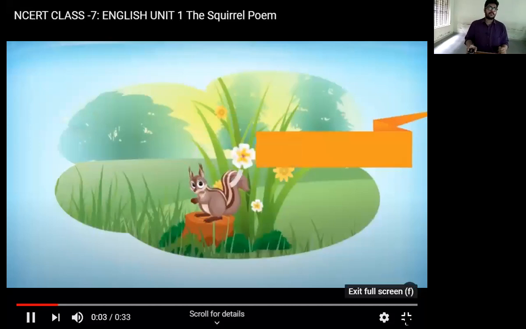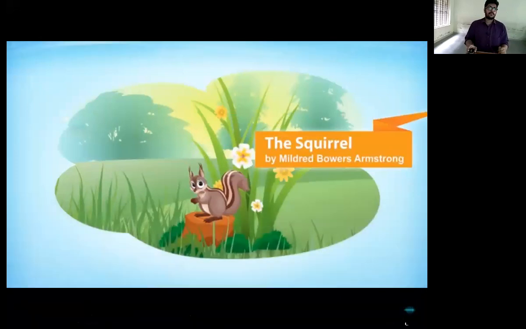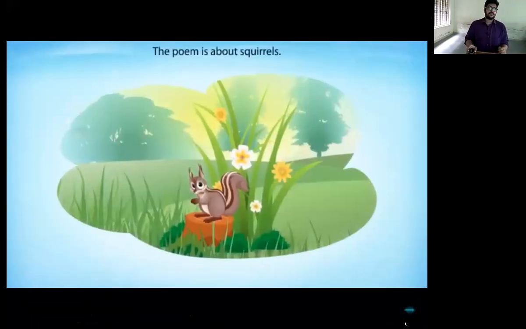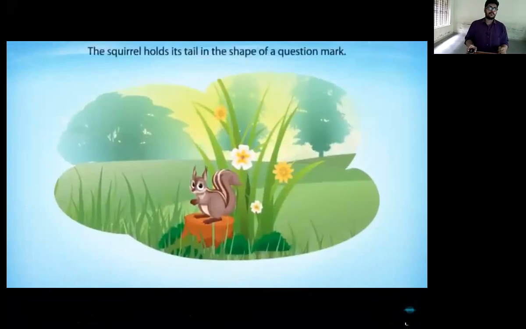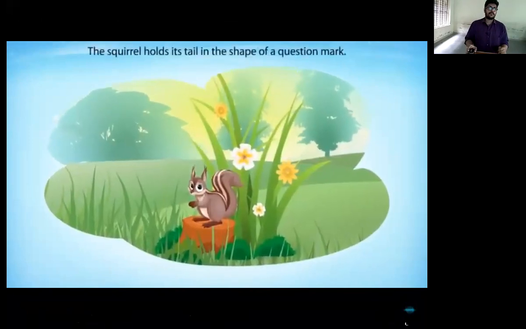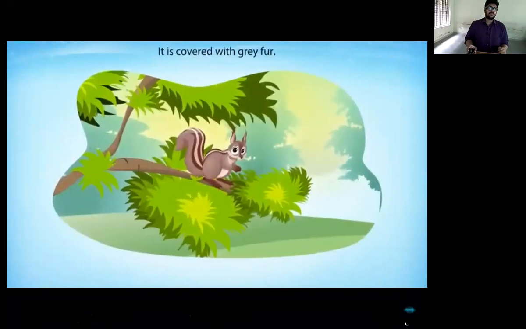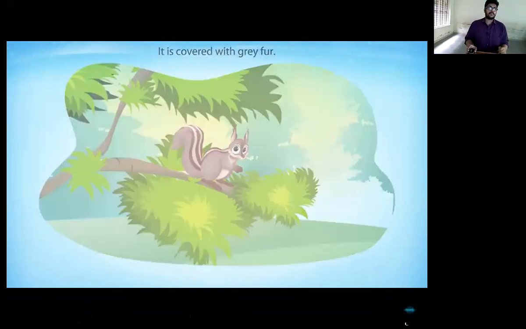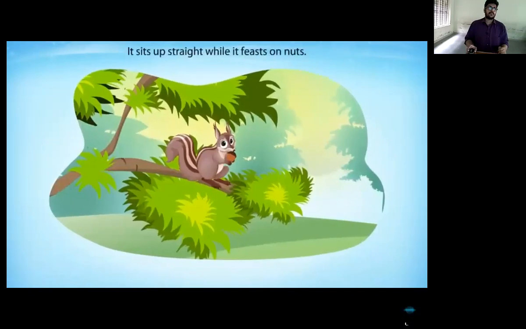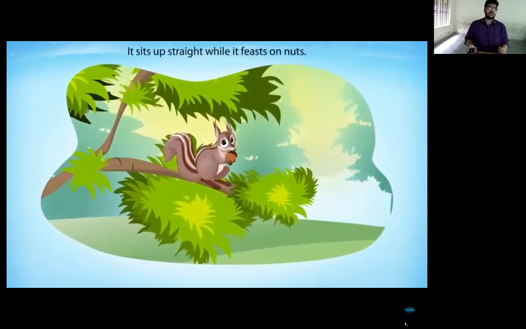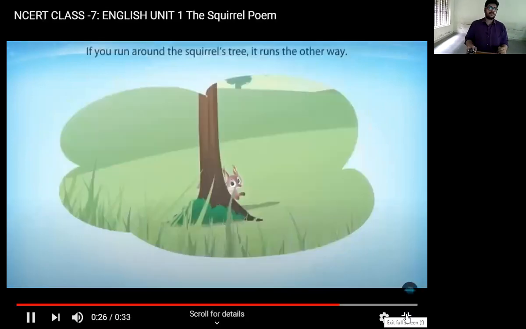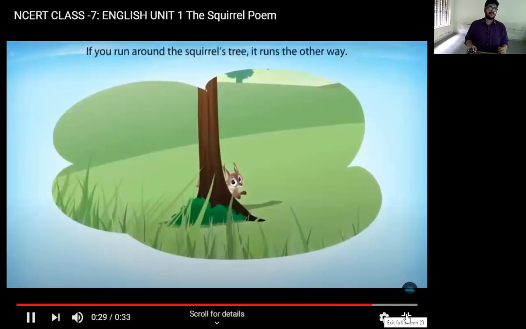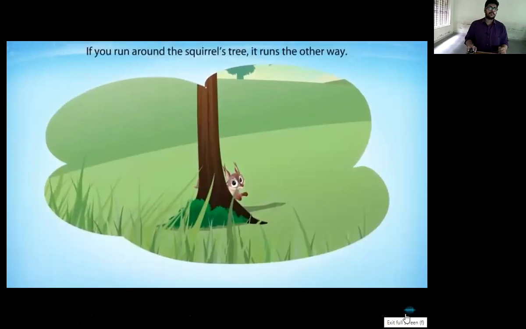The Squirrel. The poem is about squirrels. The squirrel holds its tail in the shape of a question mark. It is covered with grey fur. It sits up straight while it feasts on nuts. It likes playing with people. If you run around the squirrel's tree, it runs the other way.